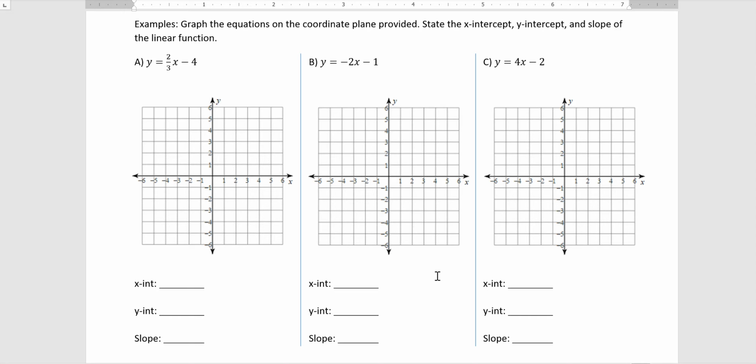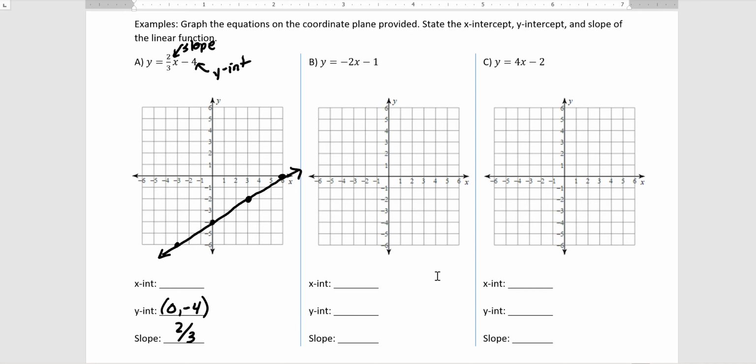First one, y equals 2/3 x minus 4. Looking at this equation right away, I know my slope is 2/3 and my y-intercept is negative 4. Let's write both of those down. Slope 2/3, y-intercept (0, -4). A slope of 2/3 would tell me up 2, over 3, or down 2, left 3. Then I can connect my dots to draw my line, like so.